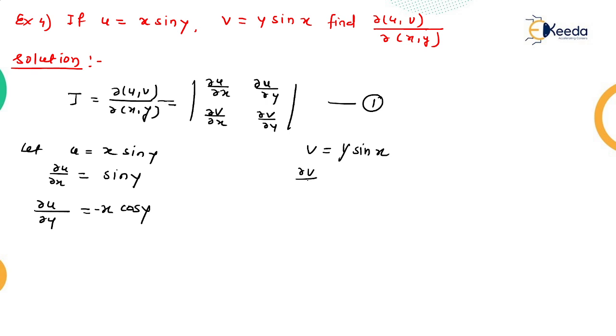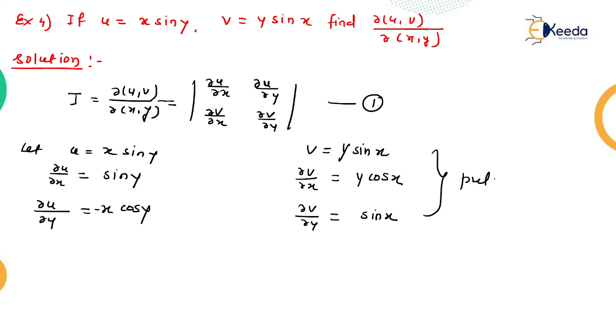Next del v by del x, and del v by del y, you have to calculate. Del v by del x, keeping y as a constant, the derivative of sine x is cos x, so it will take y cos x. Next with respect to y, sine x is a constant, so the derivative of y is 1 and the remaining is only sine x, and then we put all these values in equation number 1.